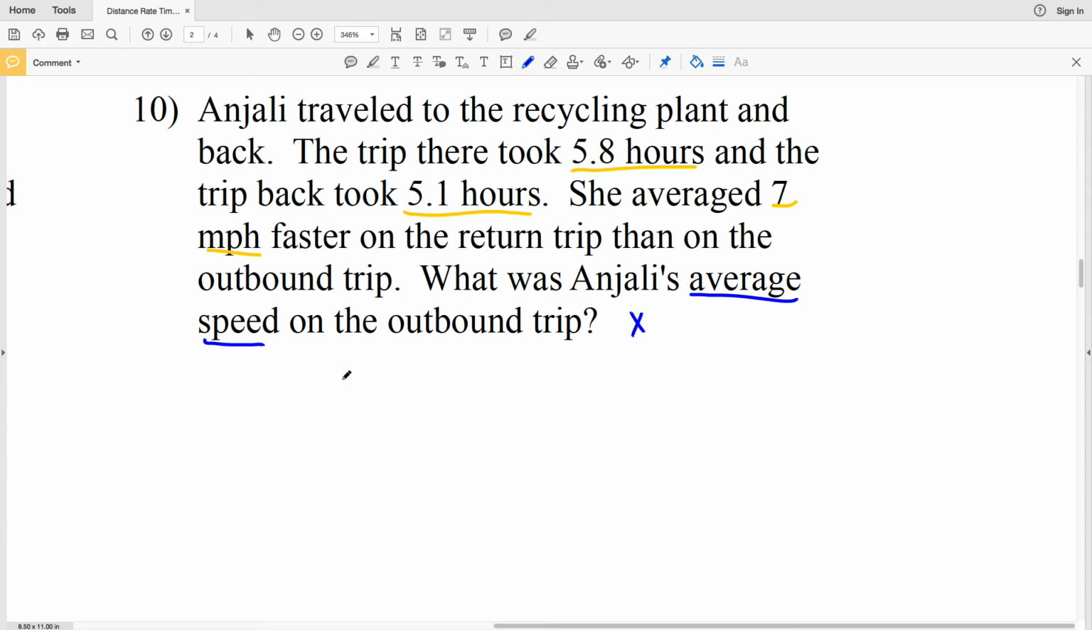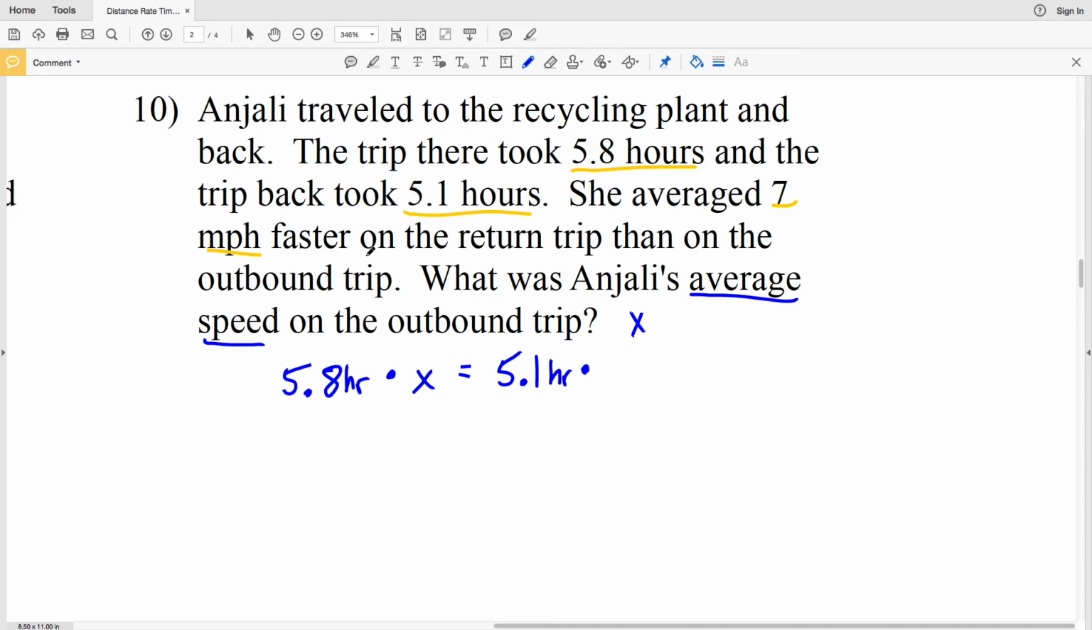So the trip there took 5.8 hours. So we have 5.8 hours. And we're going to multiply that by our unknown, which is the average speed of the trip there, X. That will give us the distance of the trip there. And we know that the distance there is the same as the distance back. So let's go ahead and calculate that. The trip back took 5.1 hours. We're going to multiply that by speed in order to get the distance back.